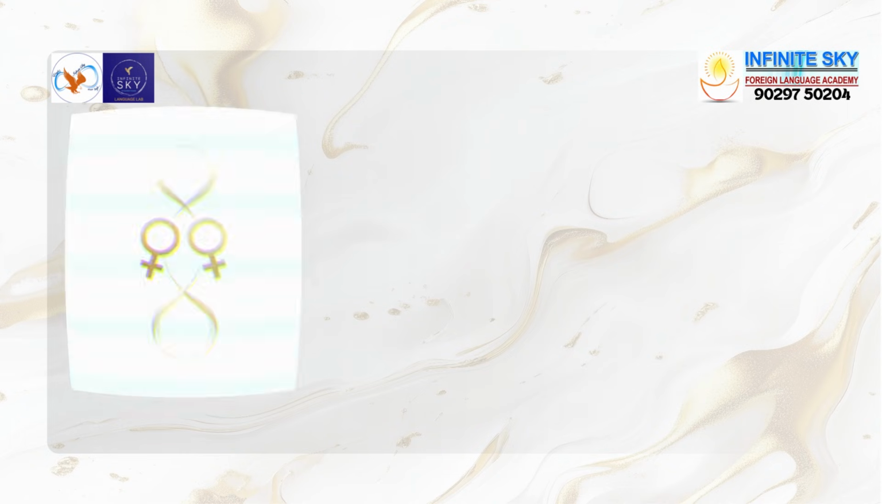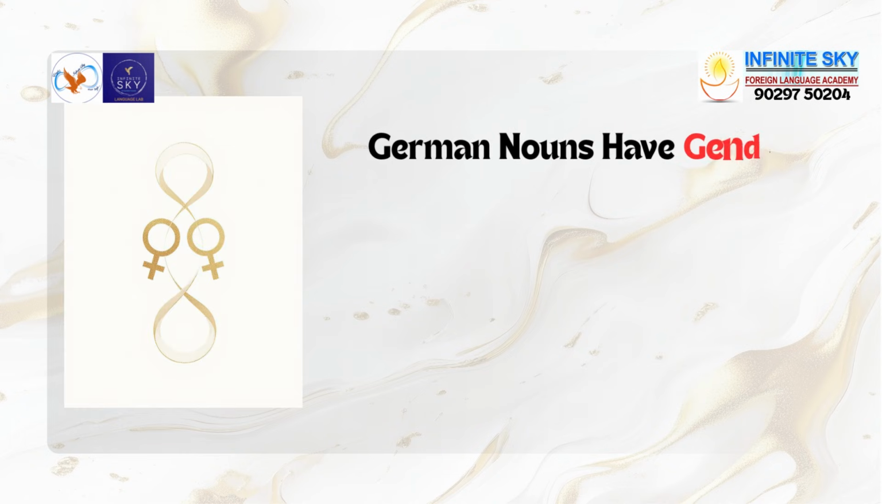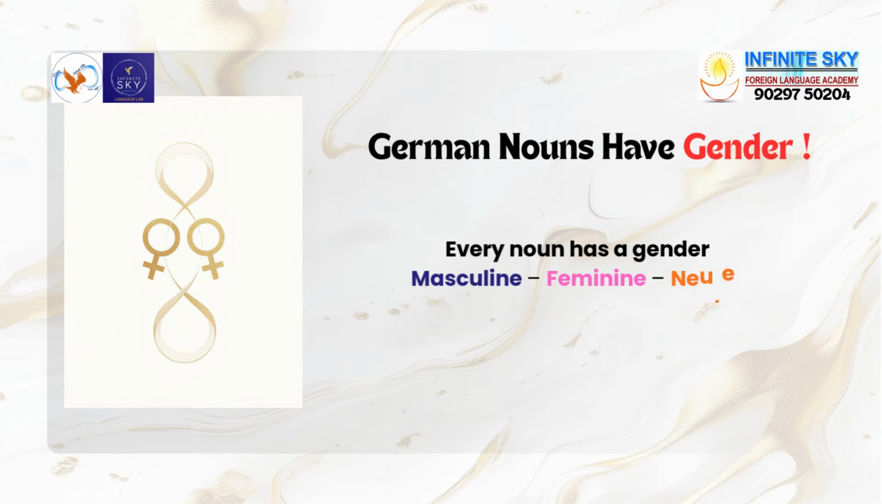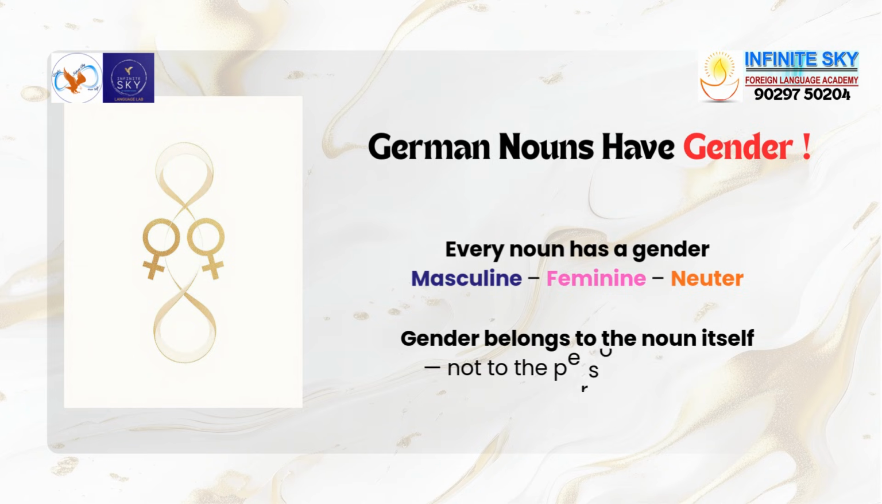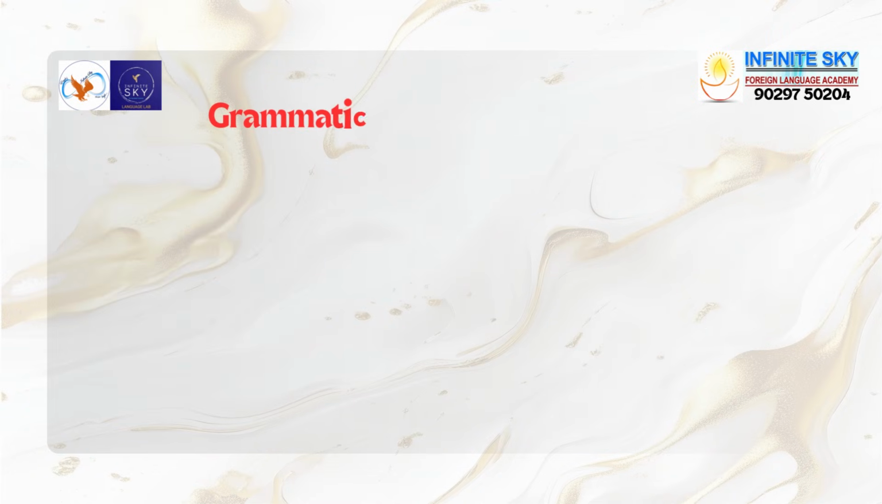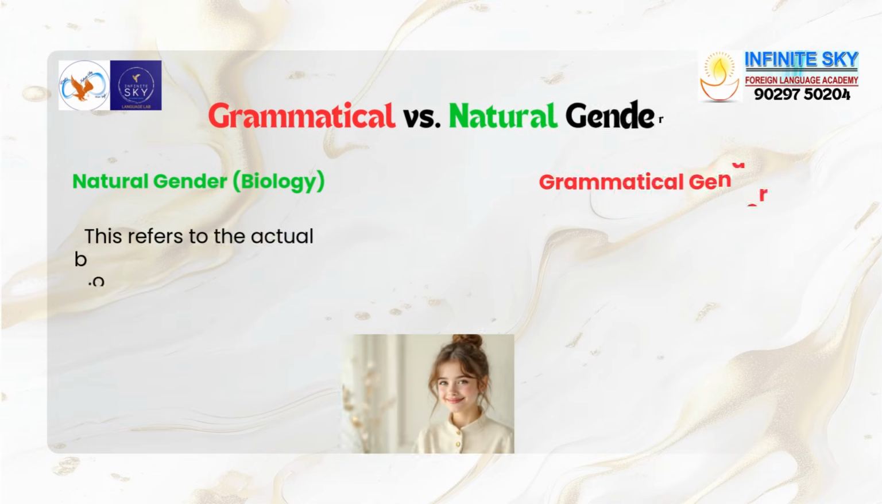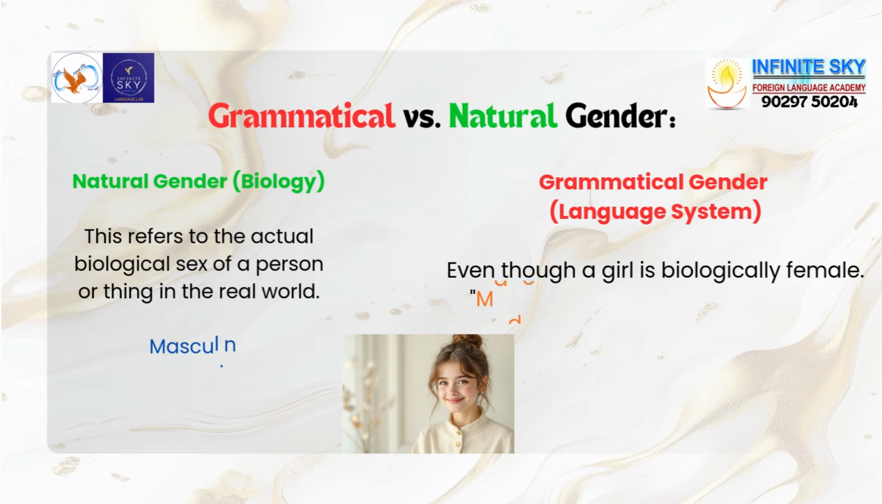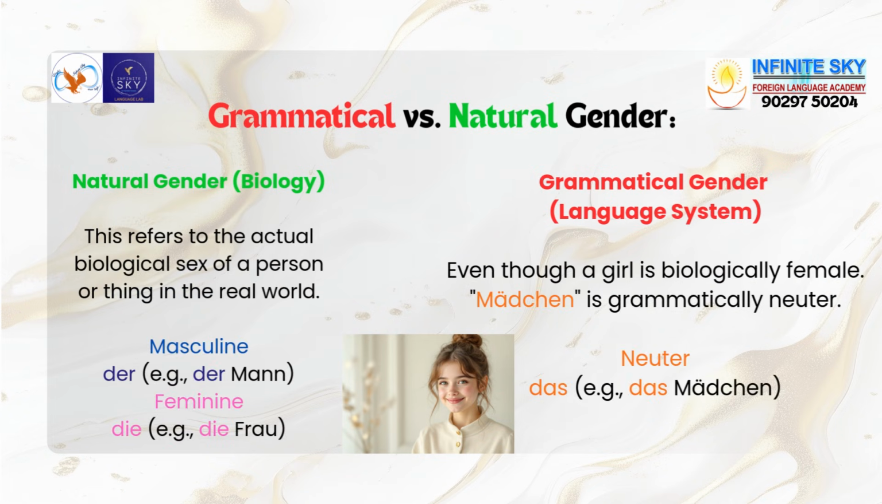Now let's talk about something very special: gender. Every noun in German has a grammatical gender. There are three genders: masculine, feminine and neuter. And these genders are part of the noun. Well, here is an important clarification. Gender in German does not always match natural gender. It is mainly a grammar system.